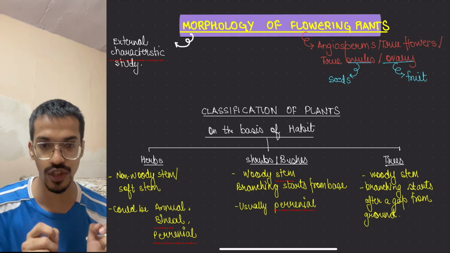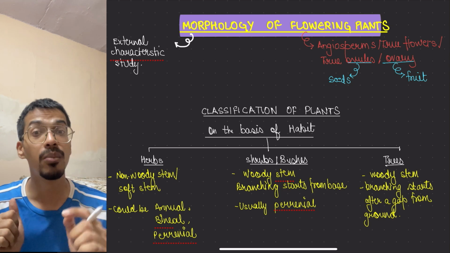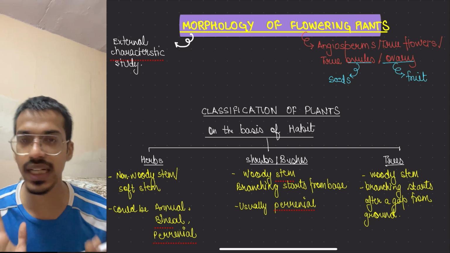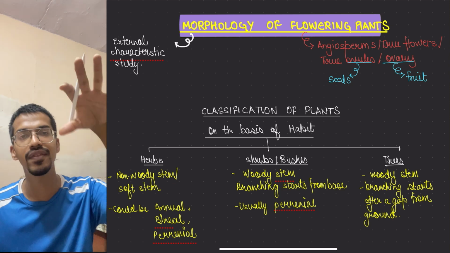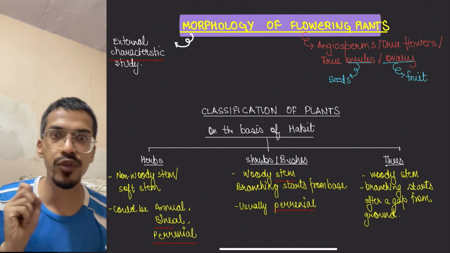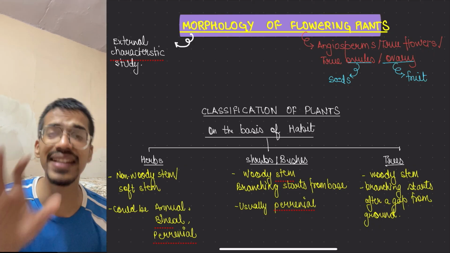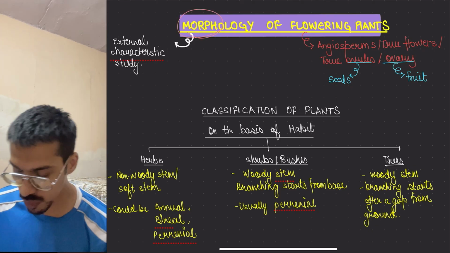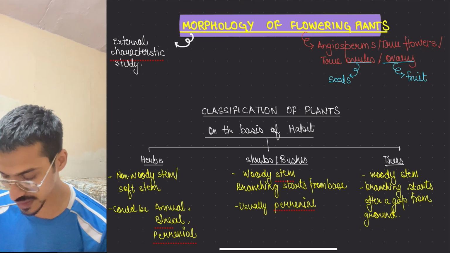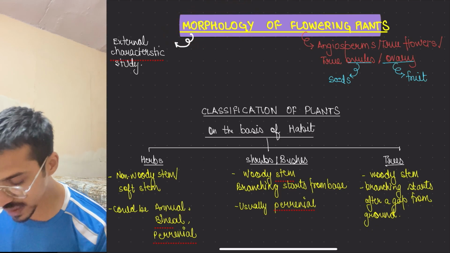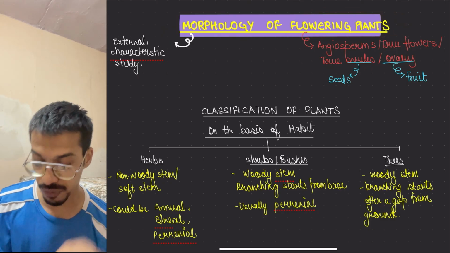Morphology means what? Logy means study. Till now we know that wherever the word logy comes, it means study. Morpho simply means the external features. So we are doing what? External feature studies over here. So this is the external features of the flowering plants.